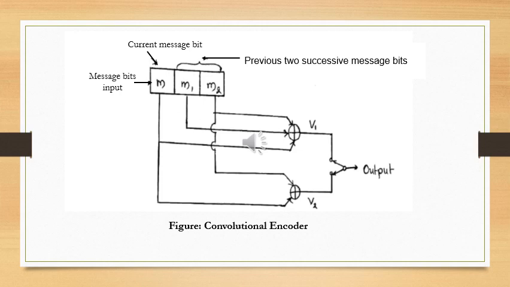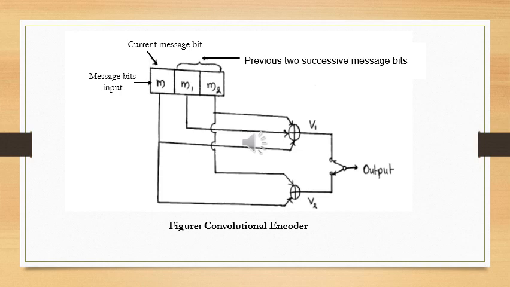Convolution encoder is a finite state machine, that is FSM, processing information bits in a serial manner. Convolutional encoding of data is accomplished using a shift register and associated combinational logic that performs modulo 2 addition. Let us consider this example of convolutional encoder.